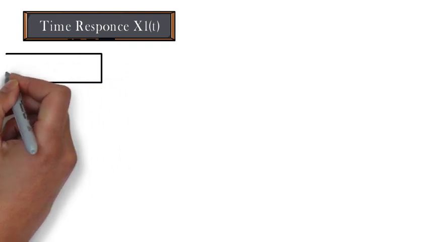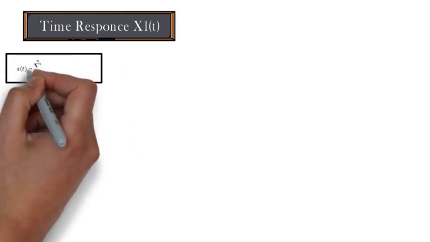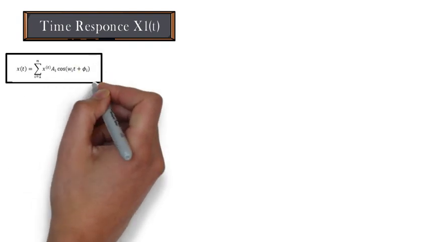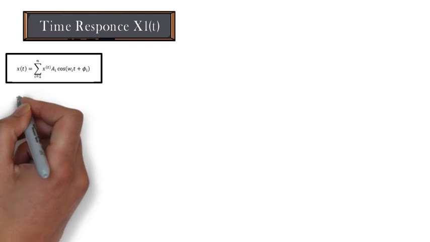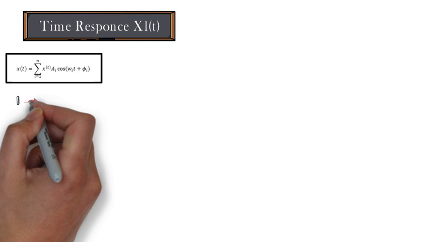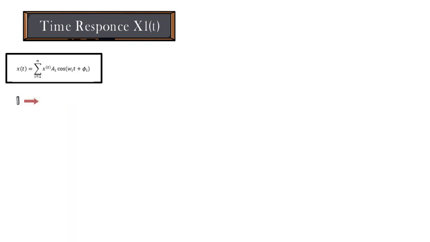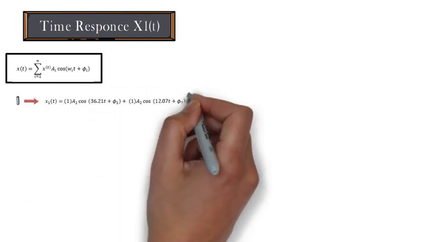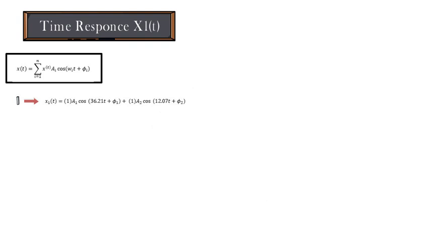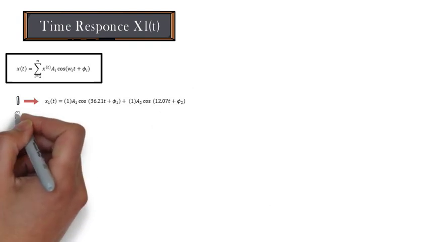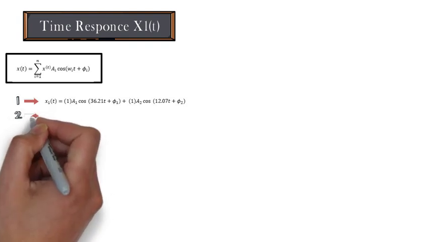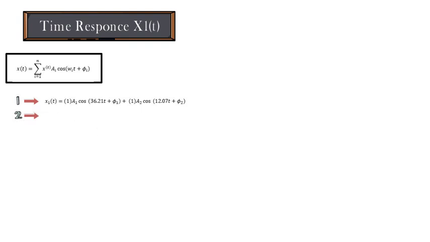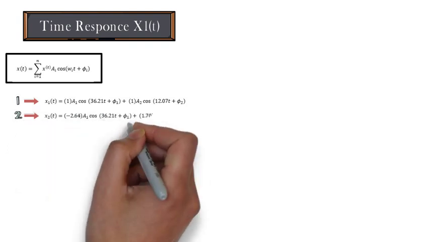Okay, for the last question, which is the time response x1, we need to know the equation. This is the basic equation to get x(t), which is the time response. This first equation is for x1(t), and the equation looks like this after we substitute all the values that we got earlier. For equation 2, it is for x2(t), and the equation looks like this.